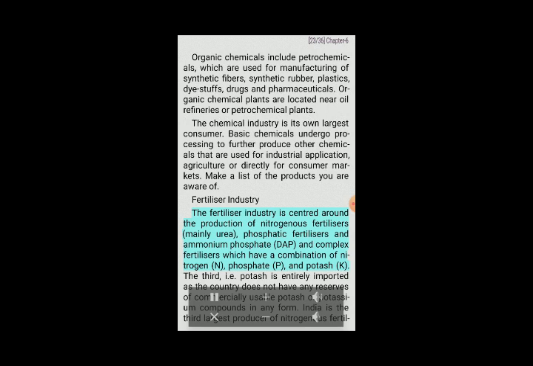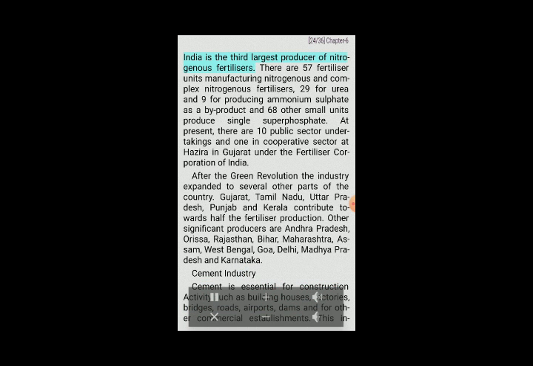Fertilizer industry. The fertilizer industry is centered around the production of nitrogenous fertilizers, mainly urea, phosphatic fertilizers and ammonium phosphate DAP, and complex fertilizers which have a combination of nitrogen N, phosphate P, and potash K. The third, i.e. potash, is entirely imported as the country does not have any reserves of commercially usable potash or potassium compounds in any form.